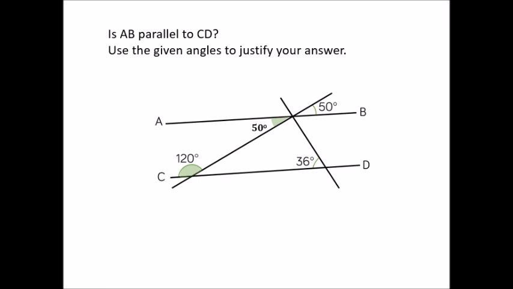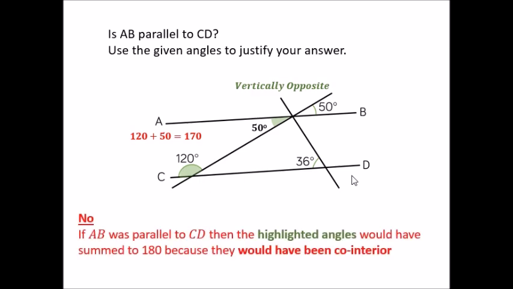So one way you could think about this is to recognise that the 50 degrees here is vertically opposite the 50 degrees over here. This angle has to be the same as this one because they're vertically opposite. Now, what we know about these two angles is if the line AB and the line CD were parallel, those two angles would need to add up to 180, because they would have been co-interior, and co-interior angles sum to 180 degrees. In this case, they sum to 170, therefore AB is not parallel to CD.